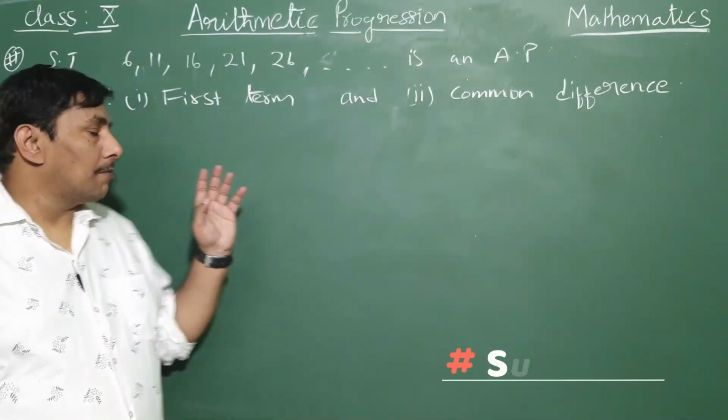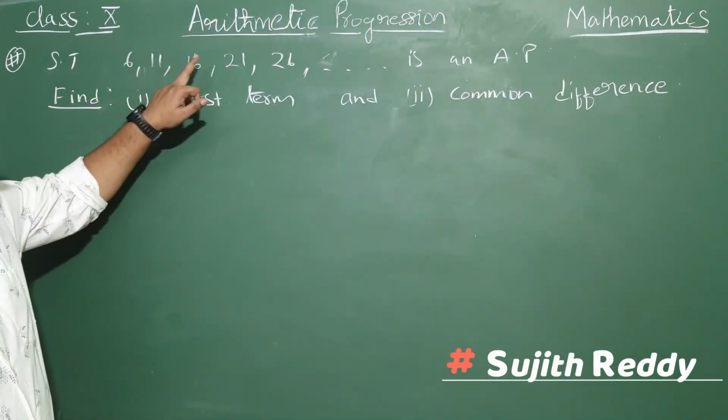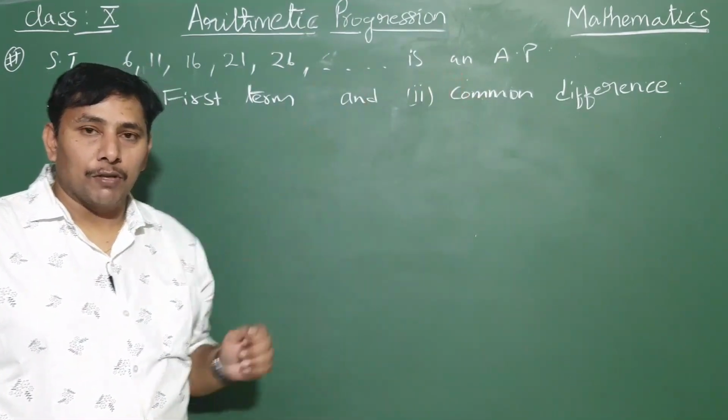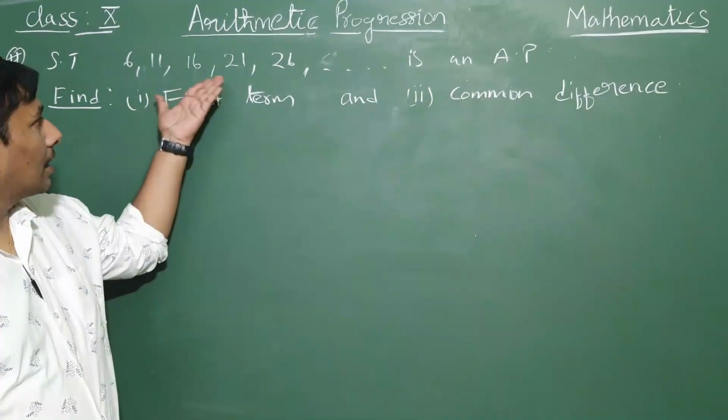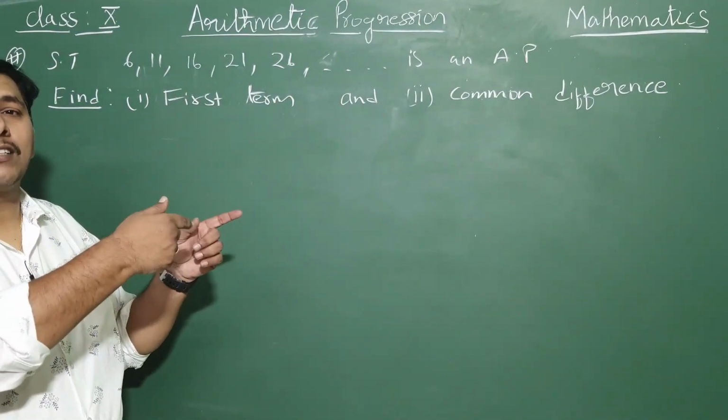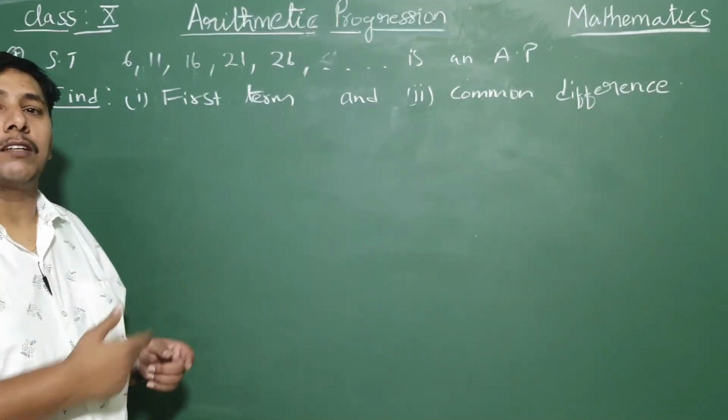Now let us do this problem. Show that 6, 11, 16, 21, 26 and so on is an AP. AP means arithmetic progression. We have to prove that this given sequence is an arithmetic progression. So how to prove that the given sequence is an arithmetic progression?